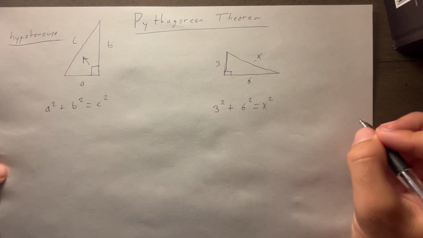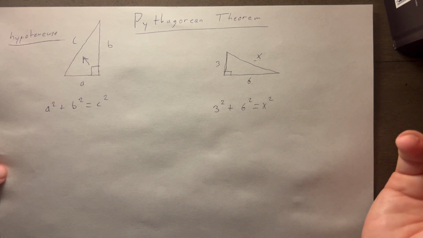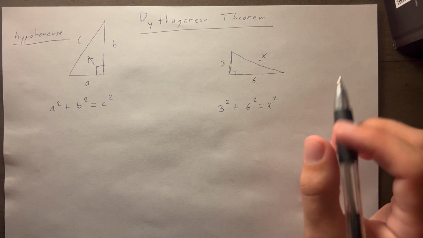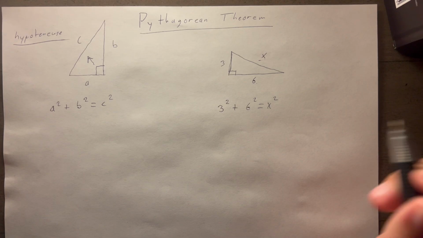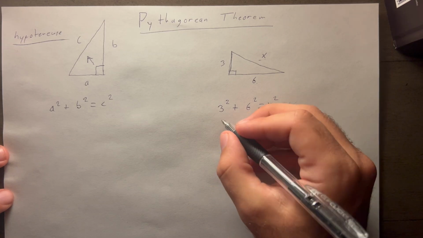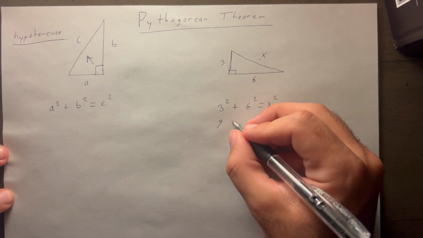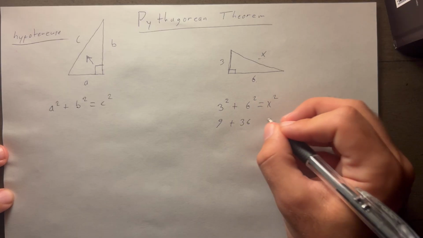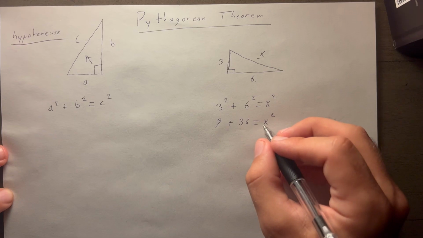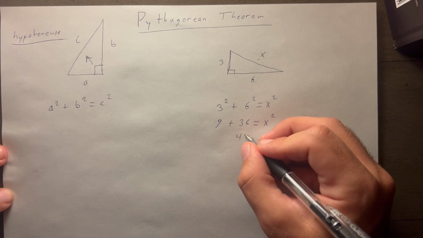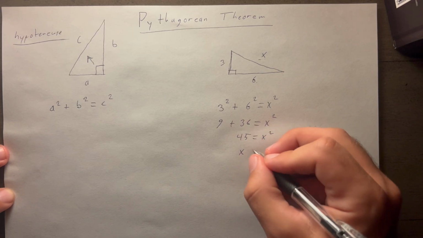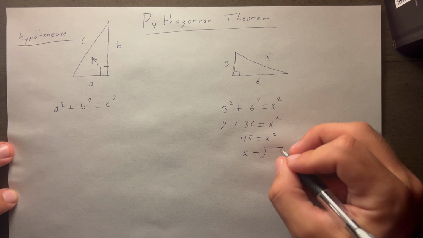Okay? So now you can use a calculator because sometimes the numbers will be a lot less nice than 3 and 6. They'll be a lot bigger sometimes, and sometimes you'll be dealing with radicals. So I'll just do it out right here. 3 squared is 9. 6 squared is 36. Equals x squared. Add these two together. That'll be 45 equals x squared.